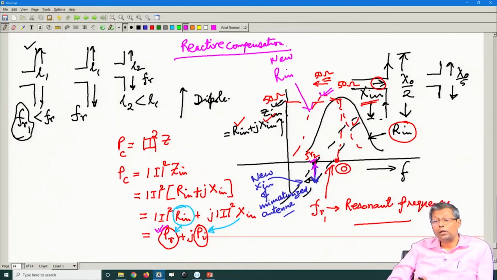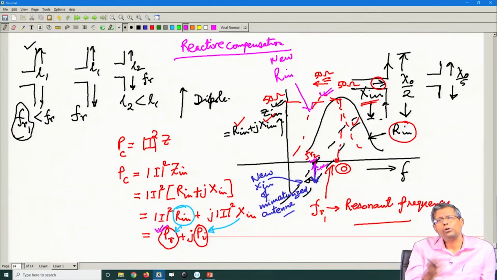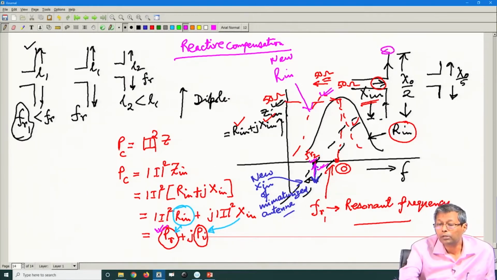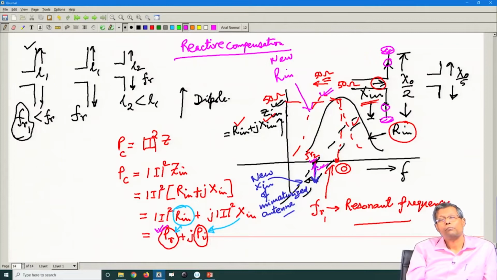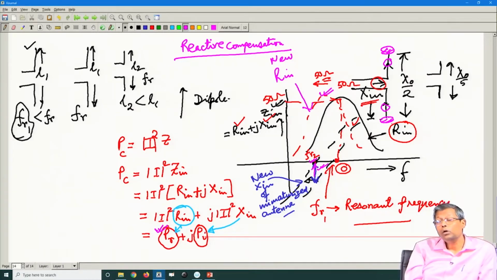We can achieve reactive compensation by adding an inductive load, so that this capacitance is nullified. We can do that by various kinds of loading schemes, for example, a top loading scheme, where we have a top loaded element, or loading by means of loops, a loop here or a loop there. My fundamental goal is to nullify or compensate this capacitance by an equivalent inductance. By that token, my resonance frequency is going to shift to the left, the antenna is going to resonate at a lower frequency, and thereby miniaturization is achieved. Hope this is clear to you.